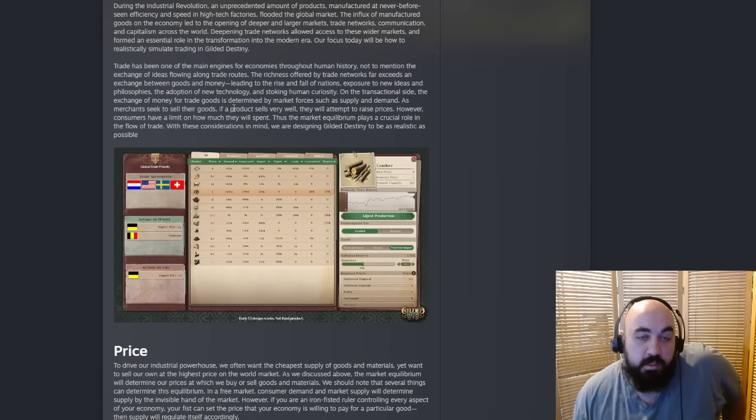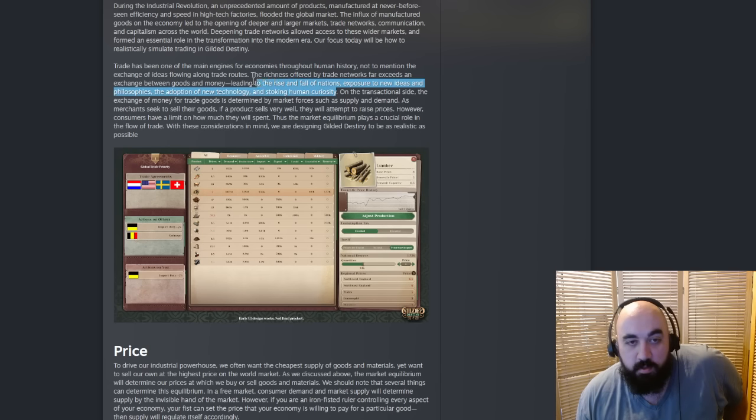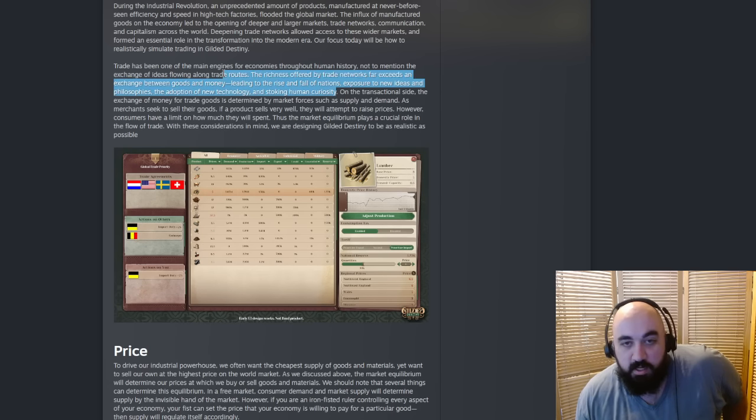Trade has been one of the main engines for economies throughout human history, big yes, not to mention the exchange of ideas flowing along trade routes. The richness offered by trade networks far exceeds an exchange between goods and money, leading to the rise and fall of nations, exposure to new ideas and philosophies, the adaptation of technology, and stoking human curiosity. I really want there to be a game that's about the spread of ideas. I think that'd be so cool. And it sounds like they want to capture some of that.